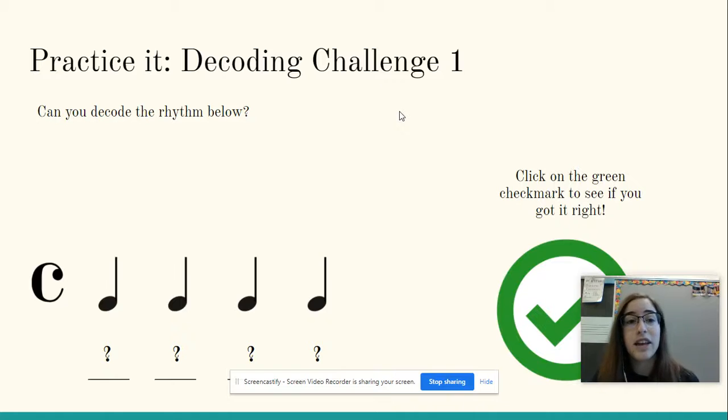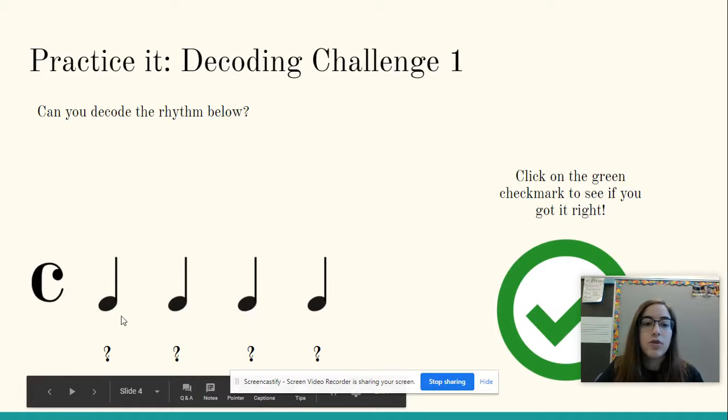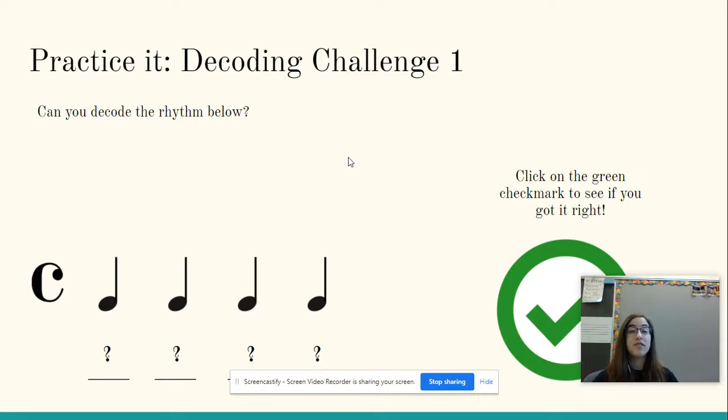All right, let's do this together. We are going to do two decoding challenges today. So you can see we have four notes right here. I'm going to give you guys 10 seconds to think about it. I have four question marks under them, and we're going to see if we can decode this. So I'll give you guys some time. Think about it. You know the image, so what are those decoding words we can use? All right, let's do it together. 1, 2, here we go. Do, do, do, do. Or quarter, quarter, quarter, quarter.